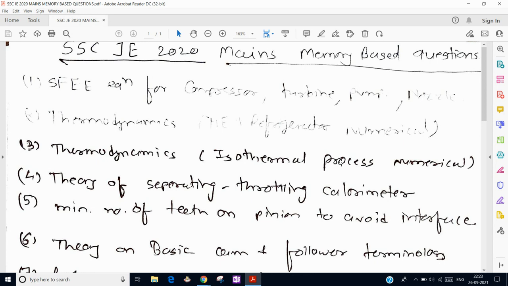What they ask is how much heat is extracted from the refrigerator and how much heat is rejected to the common heat sink. Okay, so next, the third question was one simple numerical regarding the isothermal process. We have to find work done, change in internal energy, and heat transfer.